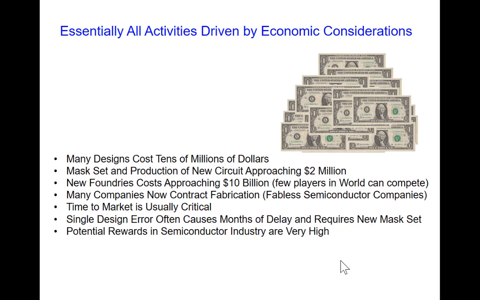Many designs cost tens of millions of dollars. Pretty expensive to design a circuit. Mask sets, we'll talk about the mask sets later, and production of a new circuit are approaching $2 million. So once you have your circuit designed, you need to go and fabricate a series of masks to pattern the features. There's about $2 million tied up in the masks. New foundries cost around $10 billion. There's not many companies that can afford that kind of an investment.